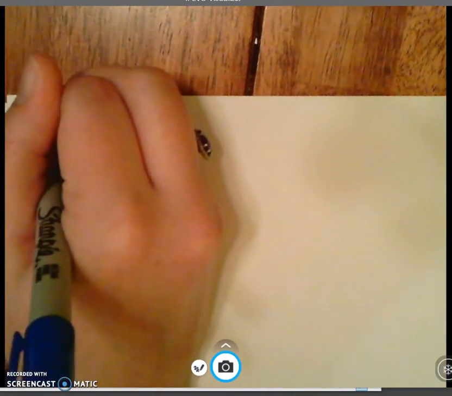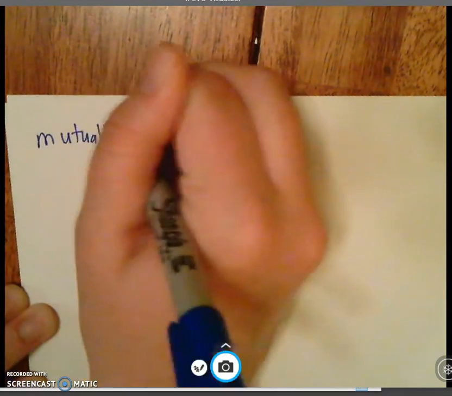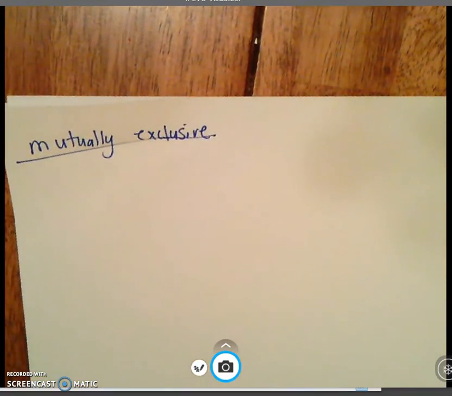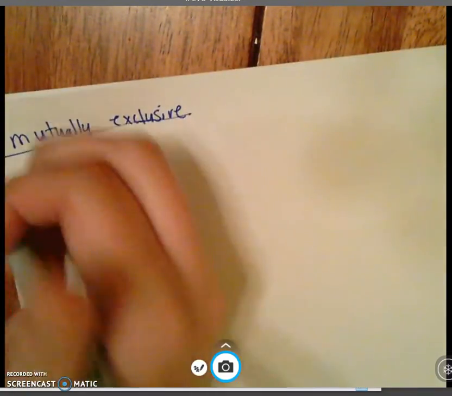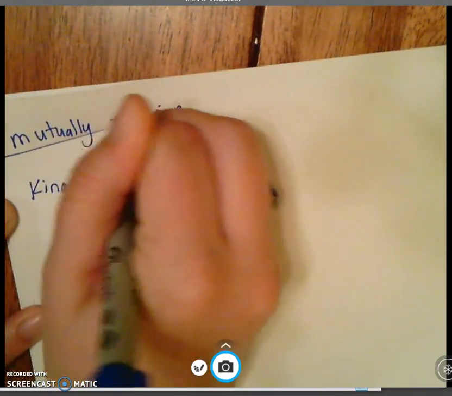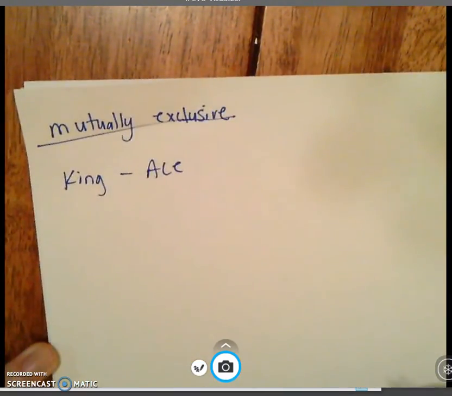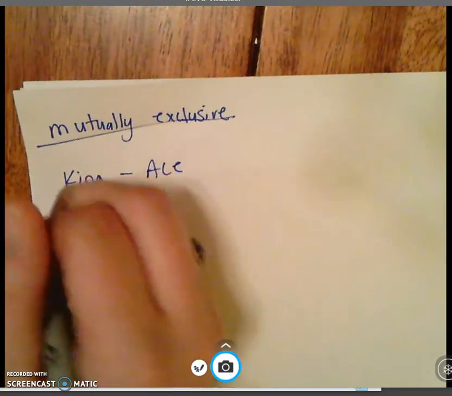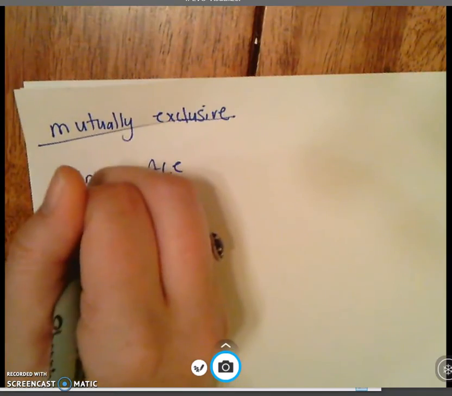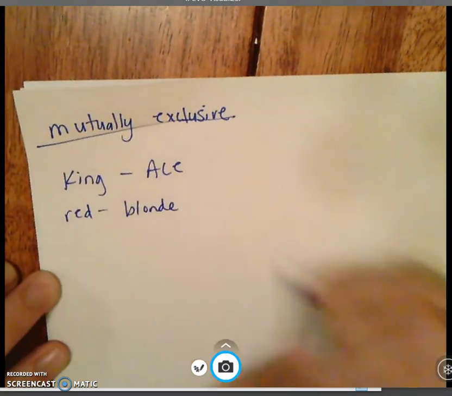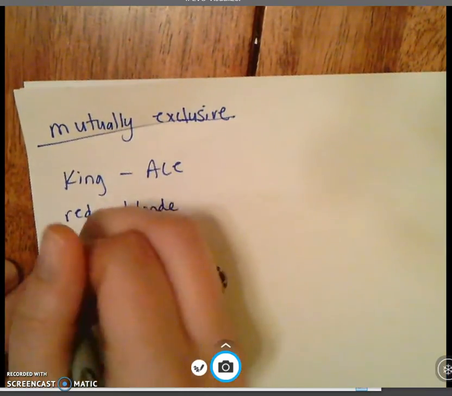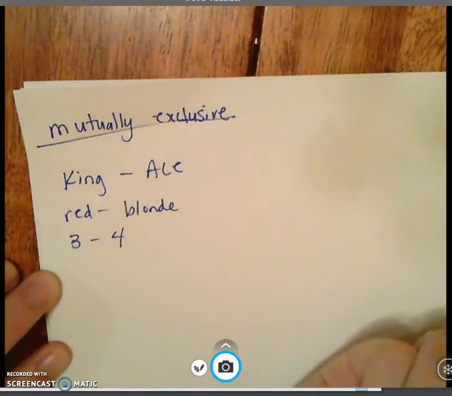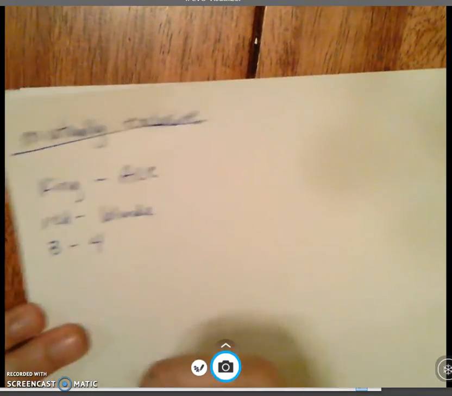Some more terminology that we have talked about is mutually exclusive. These are things that cannot happen at the same time. For example, you cannot be a king and an ace at the same time. You cannot be a redhead and a blonde at the same time. On a die, you cannot be a 3 and a 4 at the same time. Okay, these things cannot happen at the same time. Let me write that down.